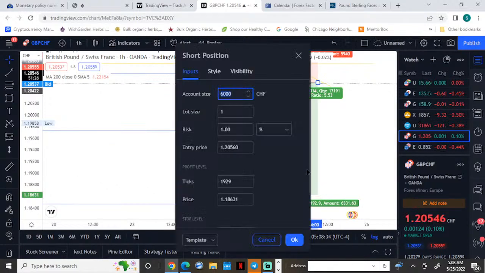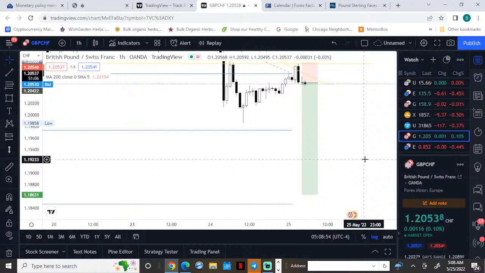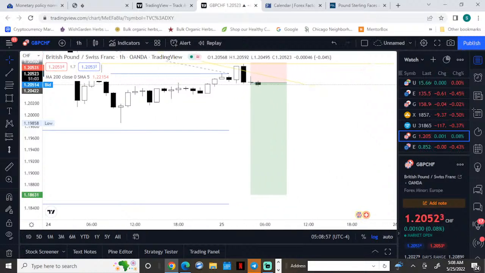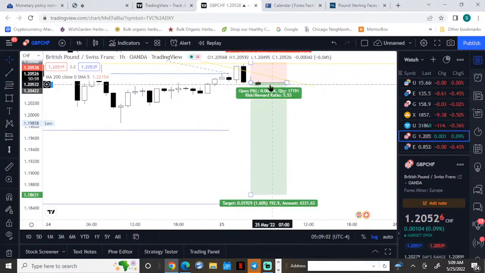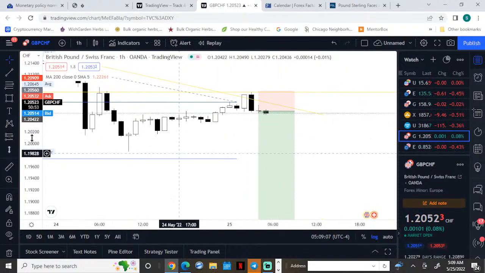I'm gonna set my take profit level for 1.18631. Let me mark my TP1. Of course, when TP1 hits, I'm going to take partials, move my stop loss to entry, and see if we can get full TP.